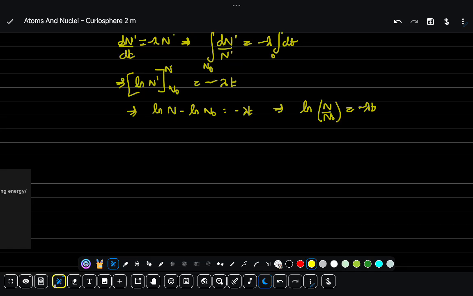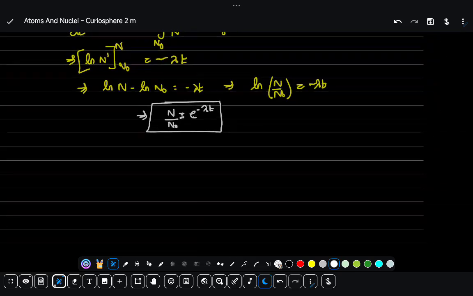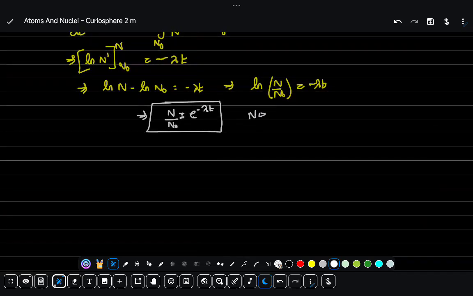Applying exponential on both sides, we get N by N naught is equal to e to the power minus lambda t. This is the solution of our differential equation. We will get a constant of integration, but here we are using definite integration, so there is no constant of integration. That possibility is ruled out. So this is our equation: N is equal to N naught e to the power minus lambda t.